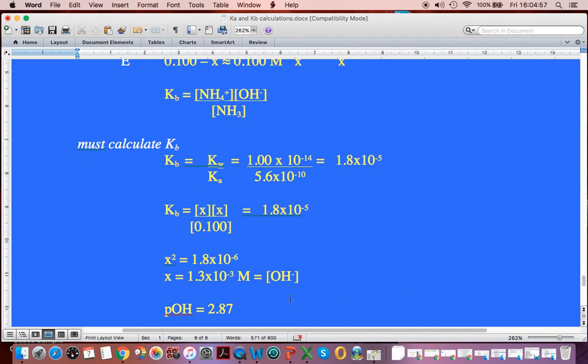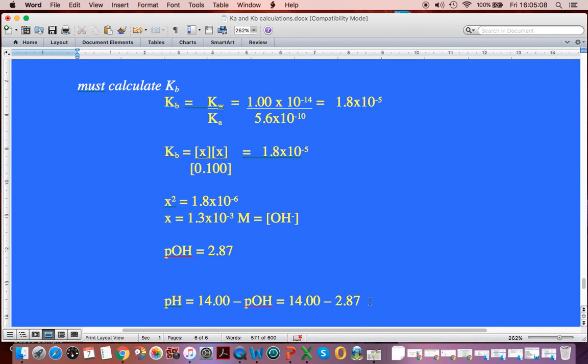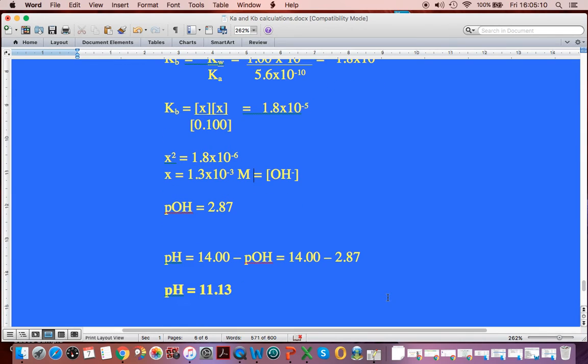Now, once I have OH minus, I can get my pOH by minus logging it, 2.87. And to get my pH, I'm going to go 14 minus that value. And I get 14.00 minus 2.87 is 11.13. So finding the pH of a base, I have the extra step of calculating the Kb and the extra step of converting OH minus to pOH to pH. 11.13, we get our basic pH. Our number is making sense. You may want to watch this video more than once, painful as it may be, because there's a lot of details going on.